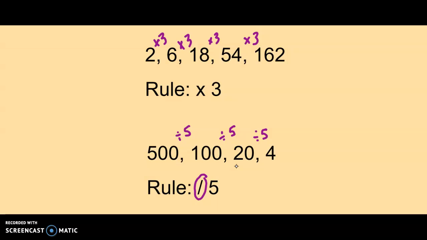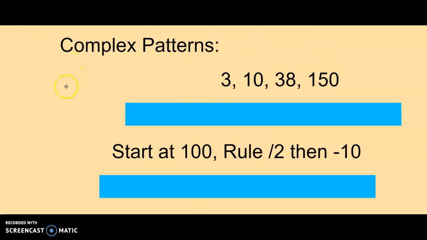Okay, so you should be able to follow this pattern and continue going. Like in the one up top here, I could continue going and I could do 162 times 3, and I could figure out that the next answer is 486. Okay, and I could keep doing that and going and going and going. Okay, so let's look at something that's a little bit more complex.